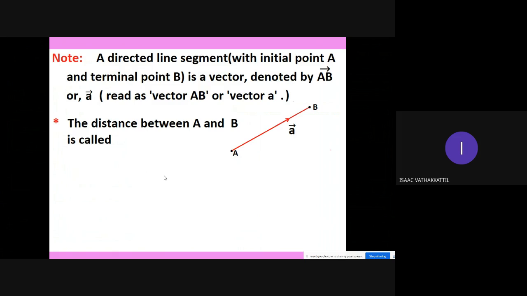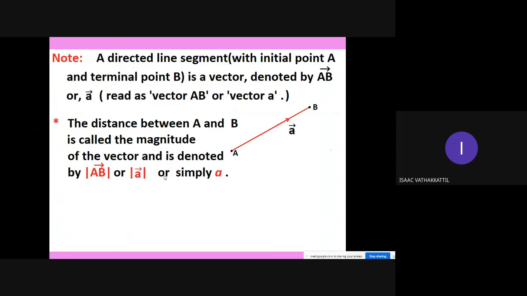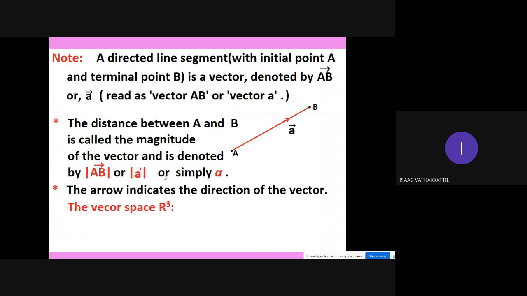The distance between A and B is called the magnitude of the vector and is denoted by, we read it, magnitude of AB, or simply magnitude of vector a. Even if we simply say AB without the arrow, it also represents the length AB. The arrow indicates the direction of the vector. The vector space R3: we know R3 is R cross R cross R, the set of all ordered triplets (x, y, z), where x, y, z are real numbers.